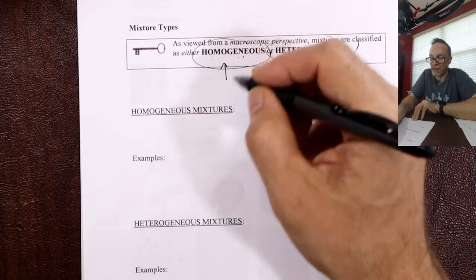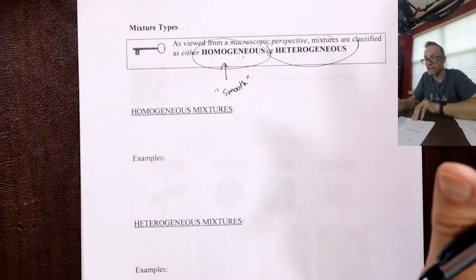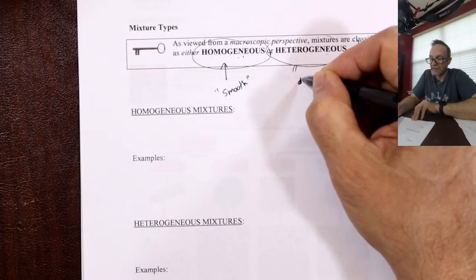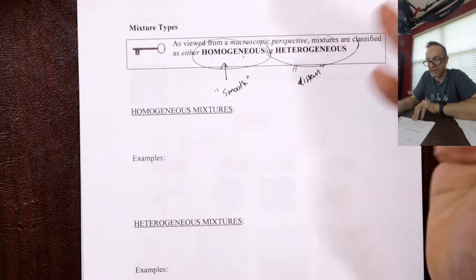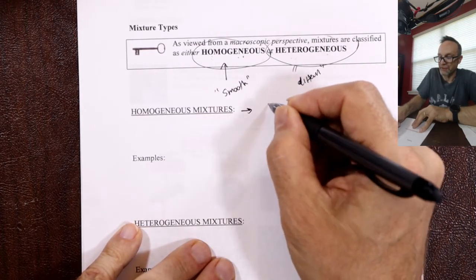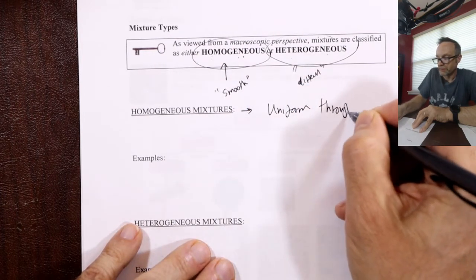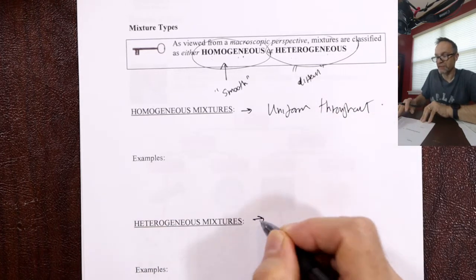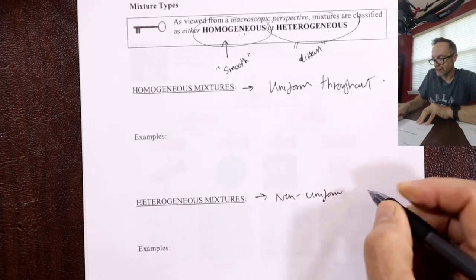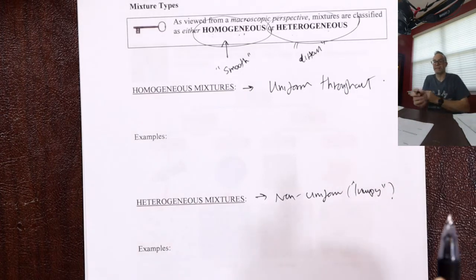If I thought what that means, same phase, it just means it's smooth all the way through, right? If it's hetero, it's different. It's lumpy all the way through, okay? So homogeneous mixtures, if I use some book definitions, are uniform, smooth throughout. Heterogeneous mixtures are non-uniform, lumpy, if you like, throughout, all right? So let me give you some examples.